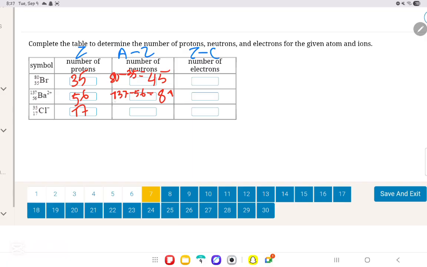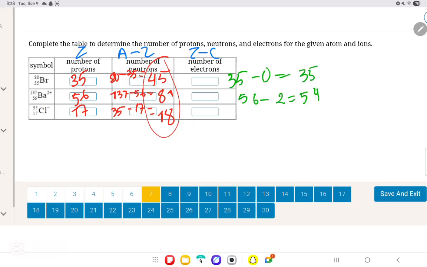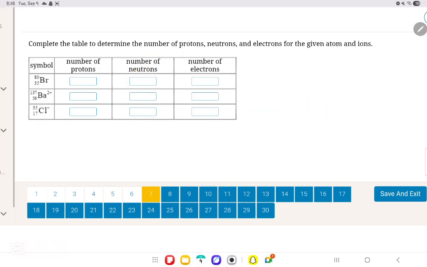And then we have 35 minus 17, which is 18. So the number of neutrons are 45, 81, and 18. Now, last but not least, the number of electrons. They are the atomic number minus the charge, so 35 minus 0 is 35. 56 minus 2 is 54. And finally 17 minus 1, that's going to be 18. So these are the final answers for this question.